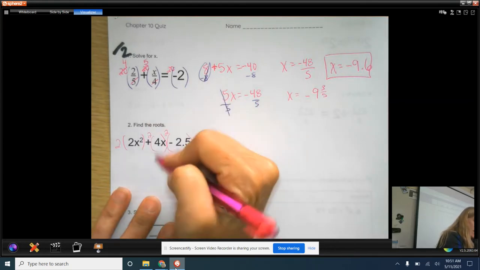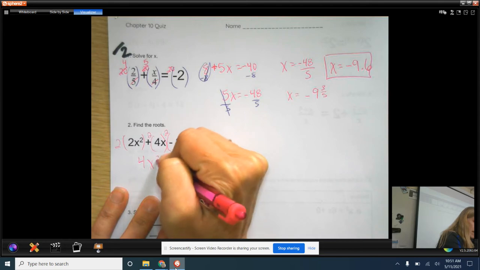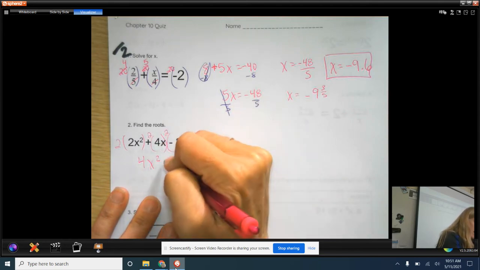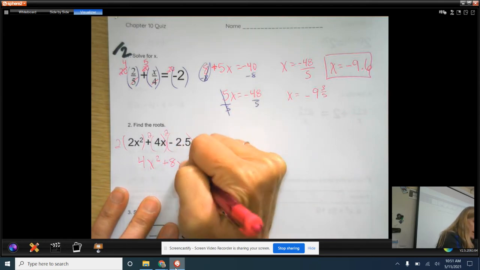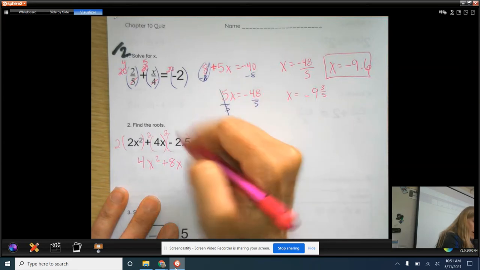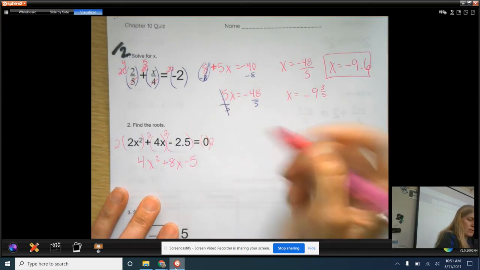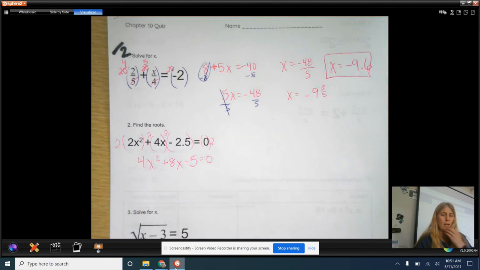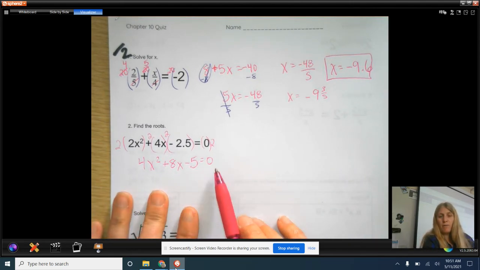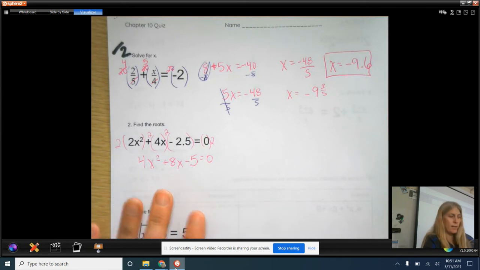2 times 2x squared is 4x squared. 2 times 4x is positive 8x. And 2 times negative 2.5 is negative 5. And 2 times 0 is 0. Okay, now we're going to go ahead. You're going to get 1 point for rewriting that. If you use the quadratic, you're going to give yourself that point at the end.